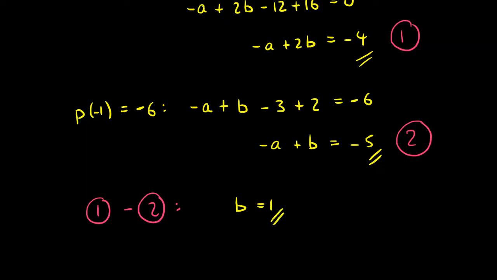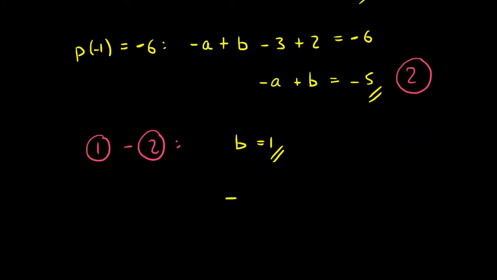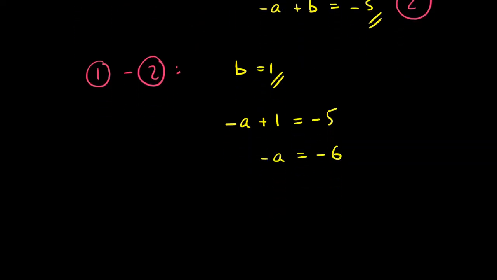And if b is equal to 1, I can substitute that into equation 2. I'm going to get -a plus 1 is equal to -5. Therefore, -a is equal to -6, and that means that a is equal to +6. Okay, I'm just going to check my answers against the mark scheme to make sure that I am correct. So yeah, a is 6 and b is 1 are the right answers.